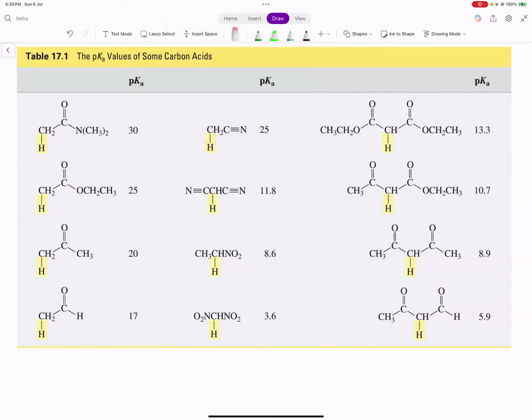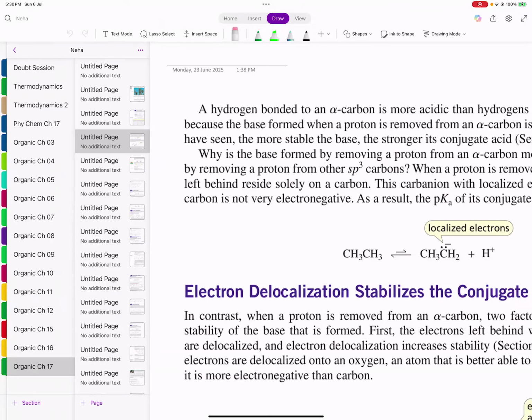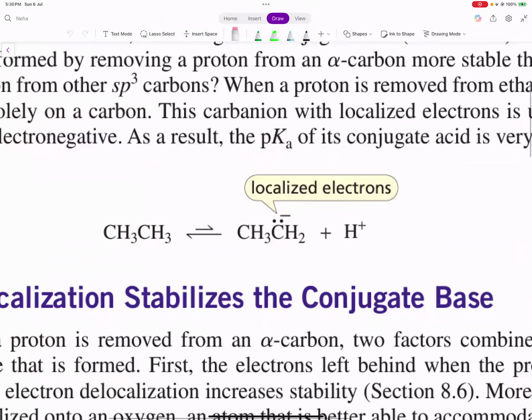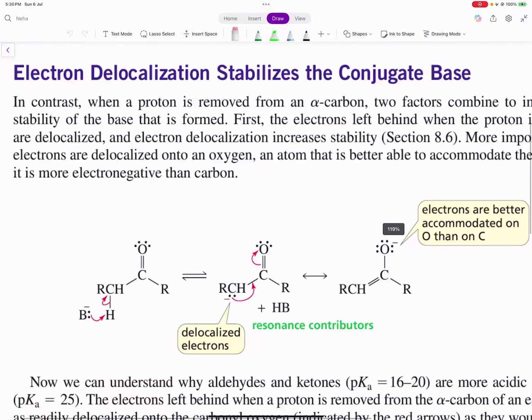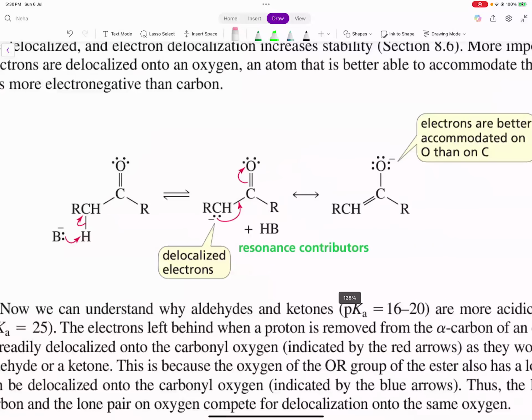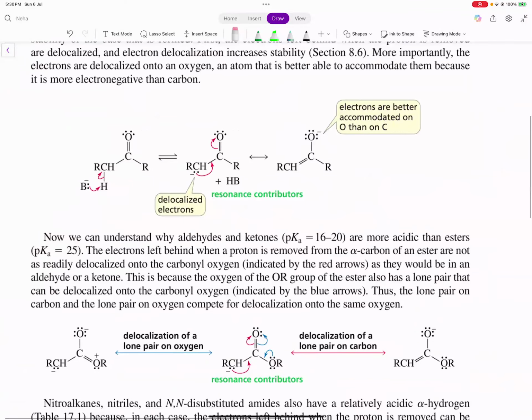And nitrile is not that effective as the NO2 group, right? So in this case, we have no delocalized electrons, so no stabilization, whereas in this particular case, see, the base picks up a proton, carbon gets a negative charge, and it is delocalized, right? And the electrons are accommodated on the oxygen rather than on carbon. So it is stabilized, right?